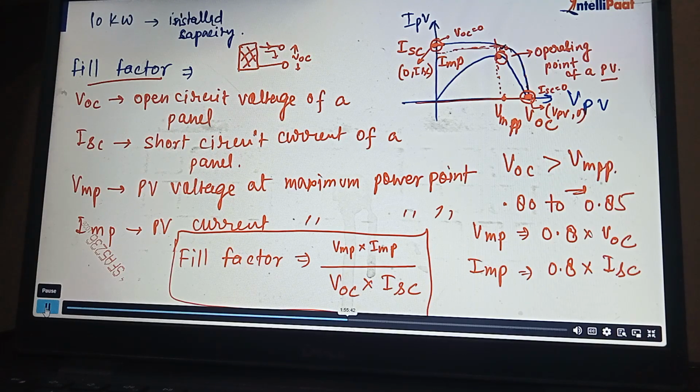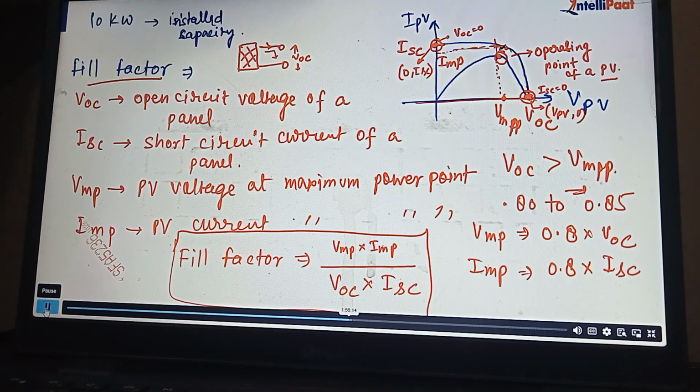If somebody tells you the fill factor of a PV panel which has been connected at the charging station, right? Whenever you are going to buy these panels, you have to look into the fill factor. Different OEMs have different fill factors for each panel. It will depend on the voltage at MPP, the maximum power point.